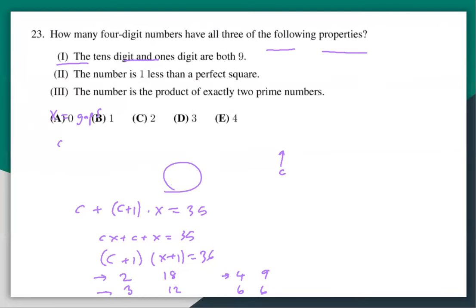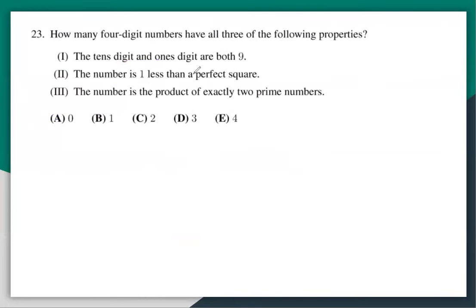Question 23: how many 4-digit numbers have all 3 of the following properties? The tens digit and the first digit are both nice, so it looks like this. The number is 1 less than a perfect square. I'm going to call this n, and this is 1 less than a perfect square, so I'll say x squared minus 1. And the number is the product of exactly 2 prime numbers. I'll say this is equal to P1 times P2.